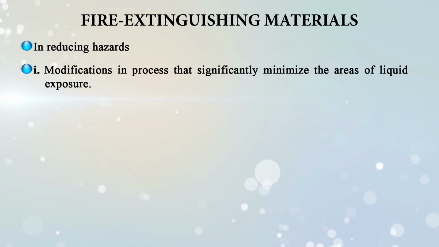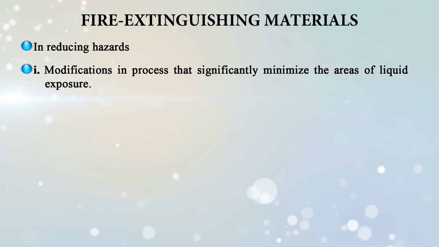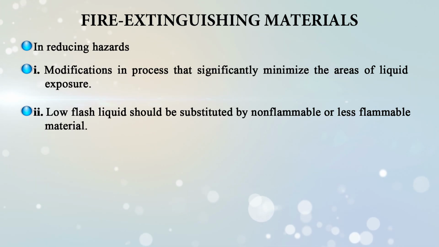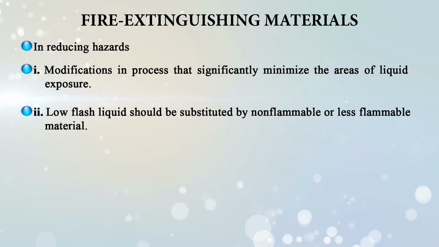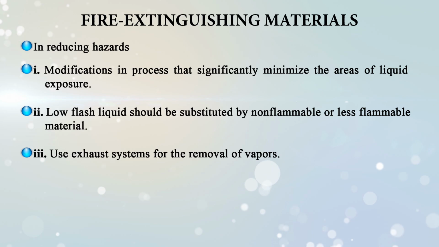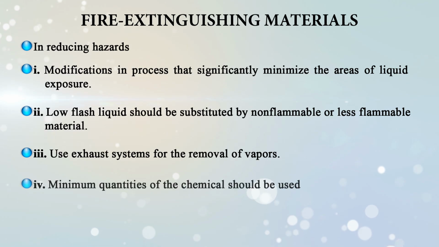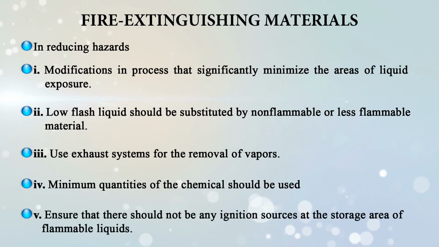To reduce the hazards, the first thing is to modify the process, that is, significantly minimize the areas of liquid explosion. The second point we have to remember is that low flash liquids should be substituted by non-flammable or less flammable material. Also use exhaust systems for the removal of residual vapors. The next one is that minimum quantities of the chemicals should be used. And also ensure that there are no ignition sources at the storage area of flammable liquids.